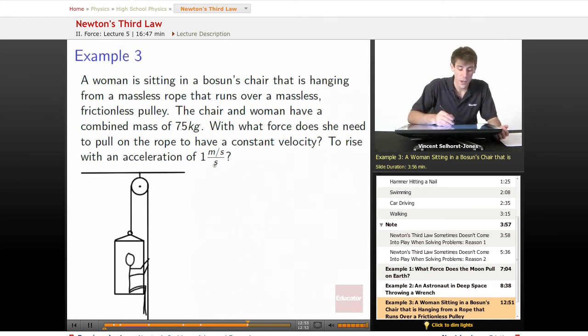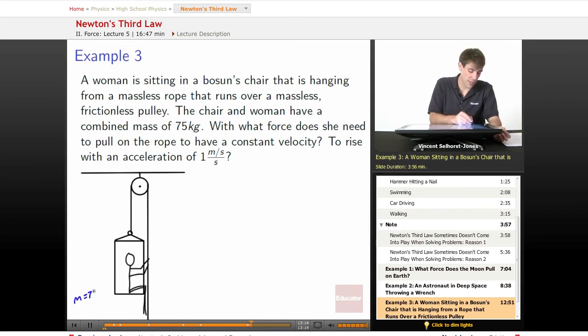Third example. So for this one, we've got a woman sitting in a bosun's chair. A bosun's chair is a certain thing designed to make it easier for you to lift yourself up. It's used in sailing and in window washing, things like this. It's hanging from a massless rope that runs over a massless, frictionless pulley. The chair and the woman have a combined mass of 75 kilograms.